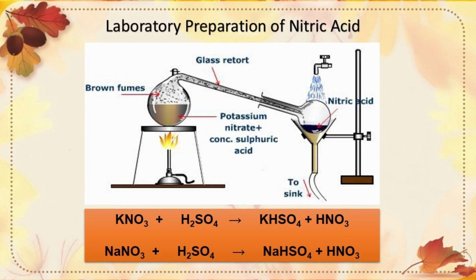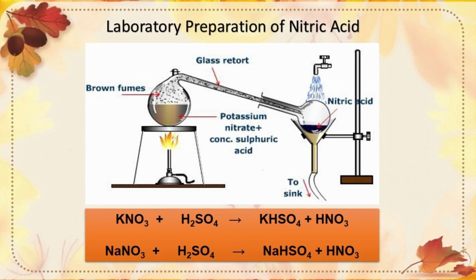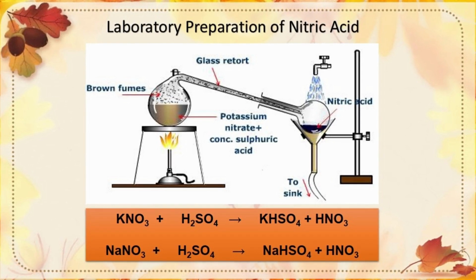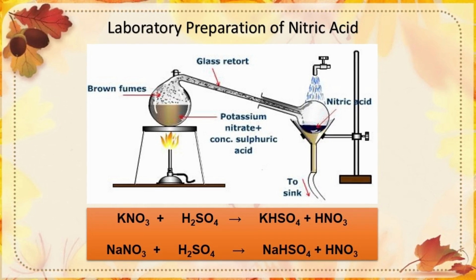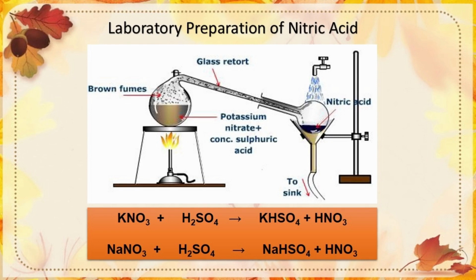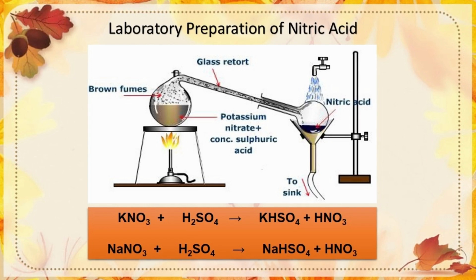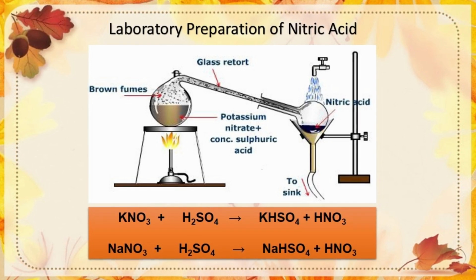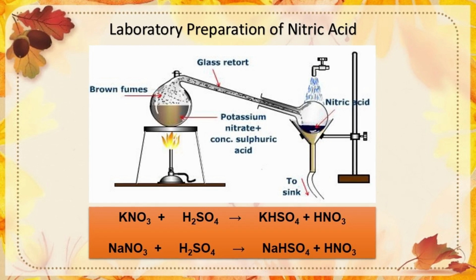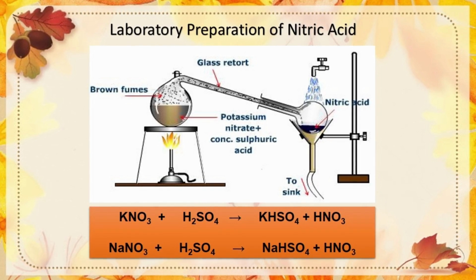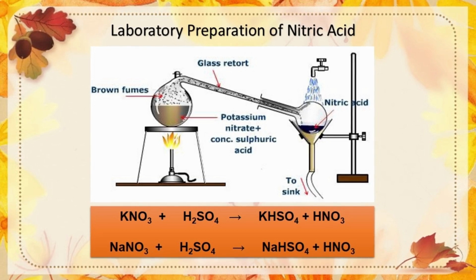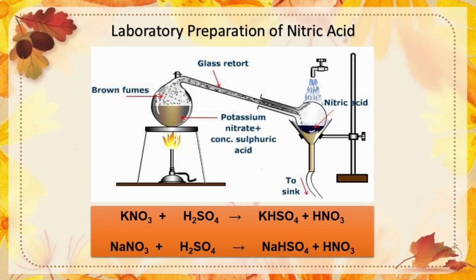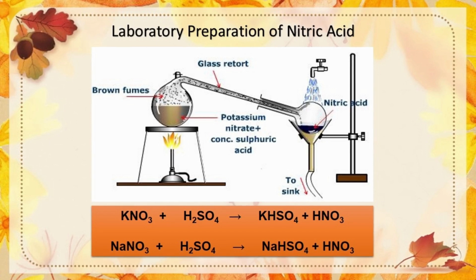Now let's start our discussion with the laboratory preparation of nitric acid. In this method, equal amounts of potassium nitrate and concentrated sulfuric acid are taken in a glass retort. They are heated to a high temperature, so nitric acid vapors are produced, which are then condensed in a receiver, which is further cooled by pouring water on it.